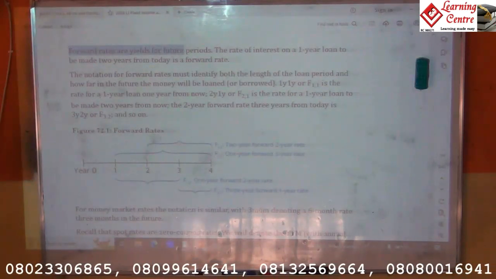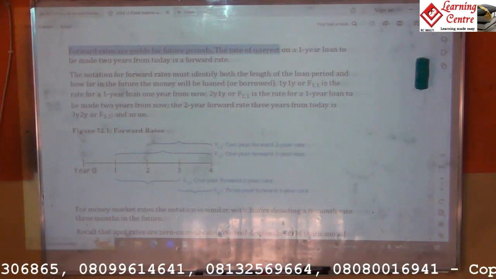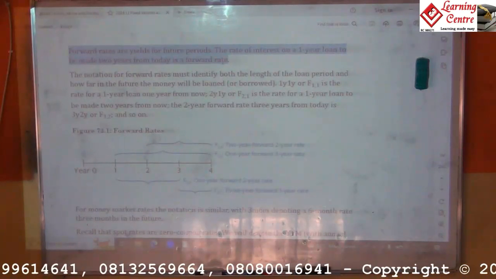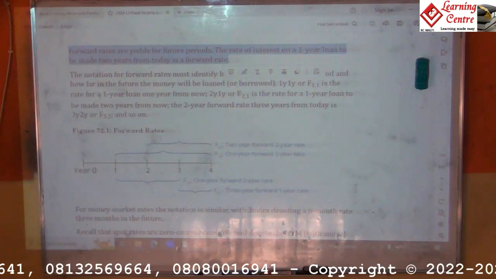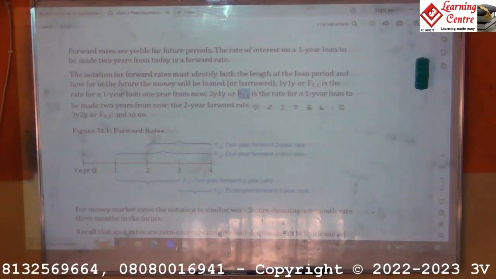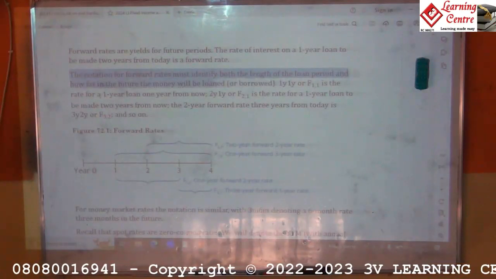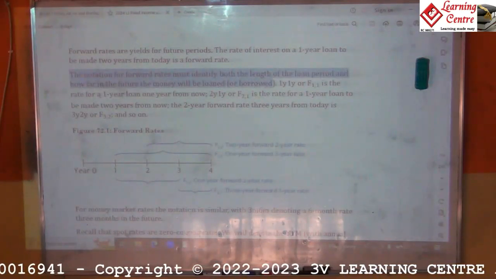So forward rates are yields for future periods. The rate of interest on a 1-year loan to be made 2 years from today is the forward rate. So I will need to explain this notation. The notation for the forward rate must identify both the length of the loan period and how far in the future the money will be loaned.